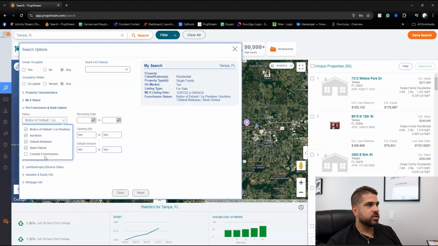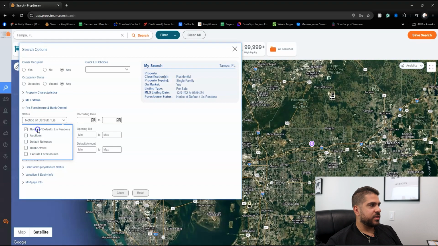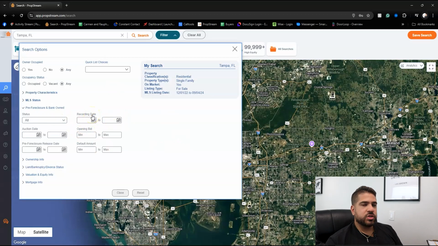So if you don't want foreclosures, but like I said, these are people that are in the process of a foreclosure. PropStream is good for that. You can always go to your county records and find that as well, but you can do it in PropStream. It will still give you data.